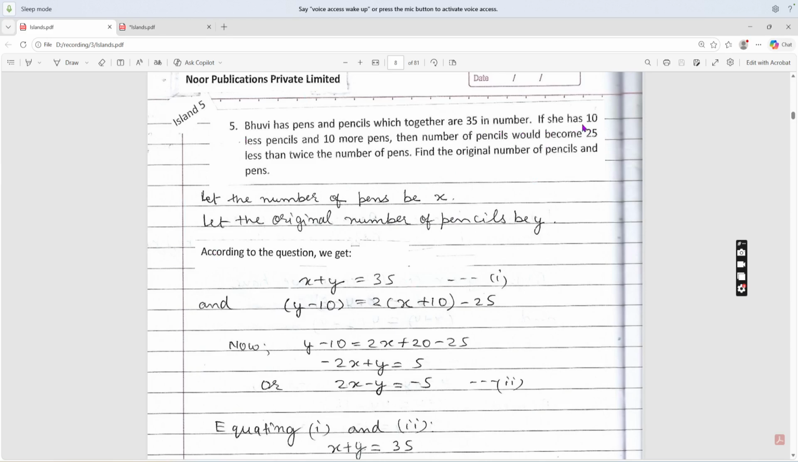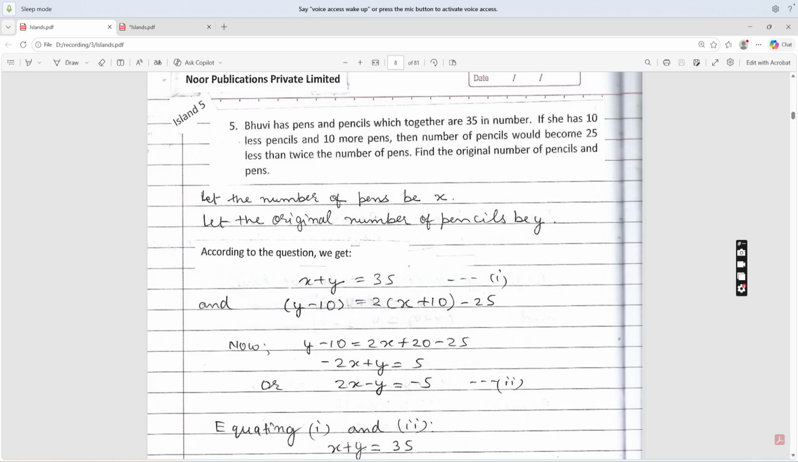Now see, if she has 10 fewer pencils, it means the number of pencils is y, so we are going to minus 10. And when pencils would be less, the pens would be more. How much more? Plus 10, and it will be 2 times, and minus 25. Why am I going to write it down? Just see this language. If she has 10 less pencils and 10 more pens, do we get it? Minus 10 in y and plus 10 in x. Why? Because the new number of pencils would be y minus 10 and the new number of pens would be x plus 10. And now just see the relationship between them.